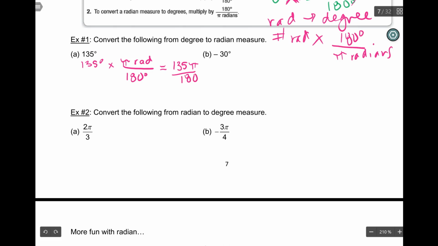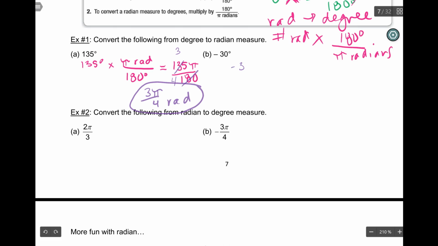Well, there's a common factor. Here, the common factor is 45. 45 goes into 135 3 times. 45 goes into 180 4 times. So we end up with a measure of 3 pi over 4 radians.